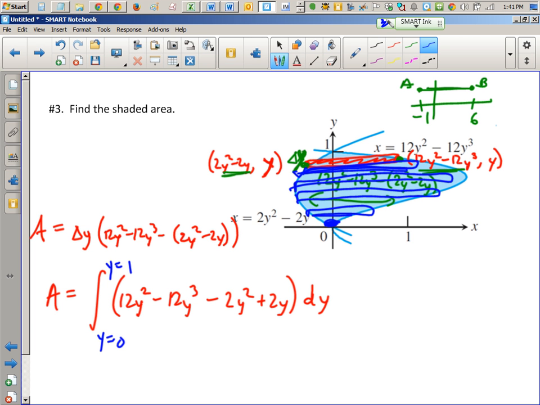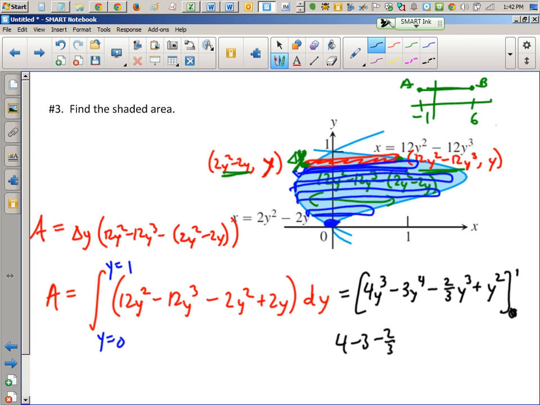And this, too, is not a difficult integral at all. The antiderivative is very simple, and you're plugging in 1 and 0. What could be easier than that? Okay, so let's just run through it real quick. The antiderivative here is going to be 4y cubed minus 3y to the 4th minus 2/3 y cubed plus y squared, and you're just plugging in 1 basically. That 0 is not even going to count. Plugging in 1 gives you 4 minus 3 minus 2/3 plus 1. Also known as 2 minus 2/3, 4/3.